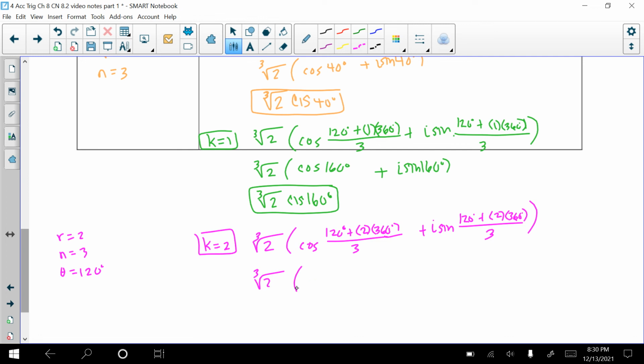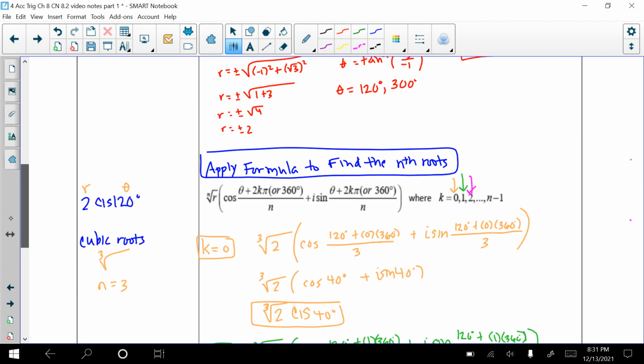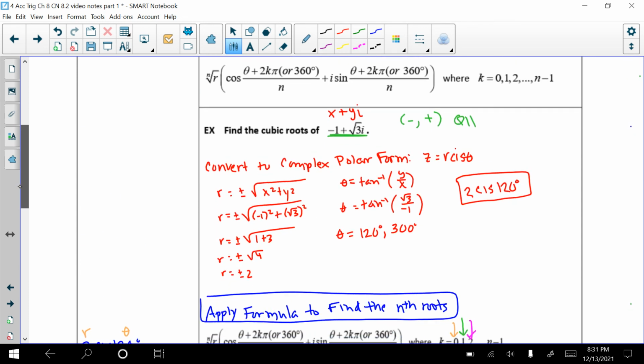Now it's number crunching time. Probably grab your calculator to help you out so you don't make any silly mistakes. 120 plus 2 times 360 gives you 840. Then divide it by 3. That result is 280 degrees. So I've got cosine 280 degrees, plus i times sine 280 degrees. I'm going to simplify one last time. Cube root of 2, cis 280 degrees. Okay, so what's in my boxes? Those are the cube roots of the original problem, -1 plus radical 3i.